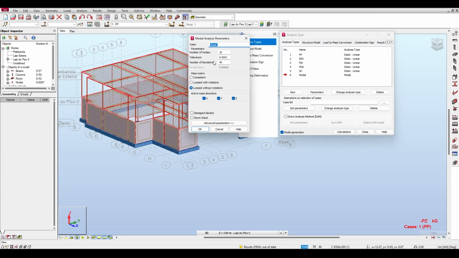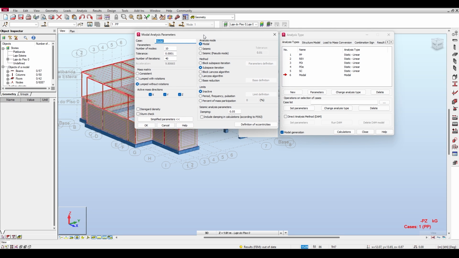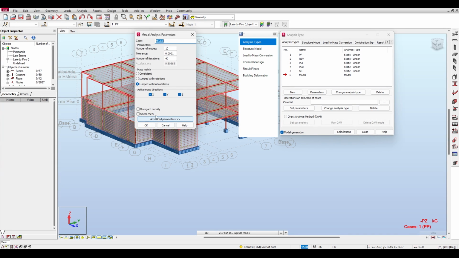Let's get into those parameters here. Today I'm going to explain everything related to modal analysis parameters here. Okay, now let's get into this. By the way, if you're wondering how I got this half, it's simplified parameters and advanced parameters. Let's start with simplified parameters. The number of modes is self-evident. It basically means the number of modes you want to calculate.